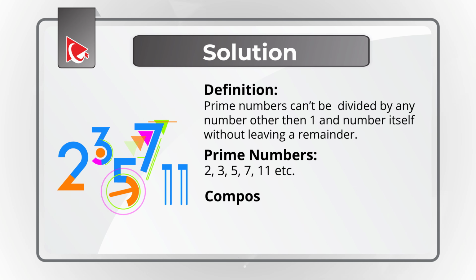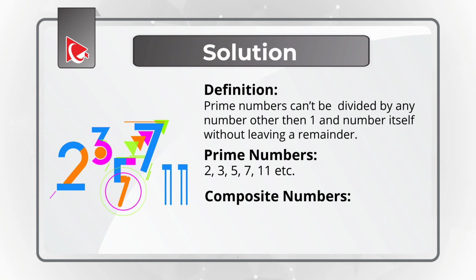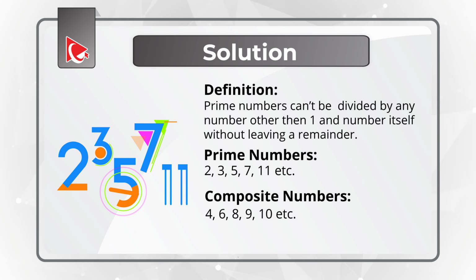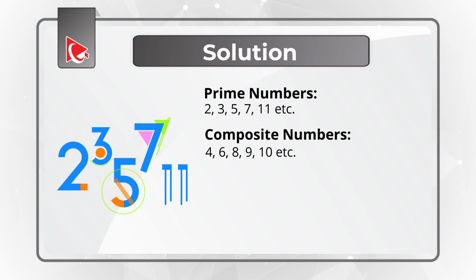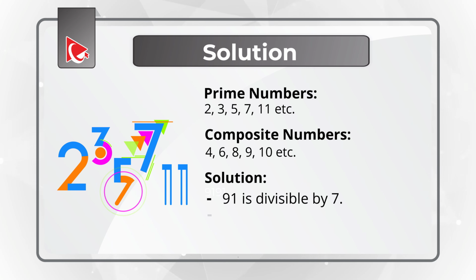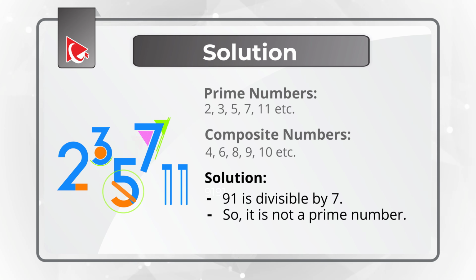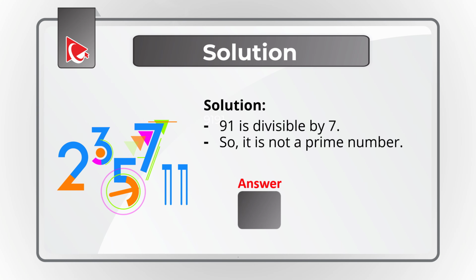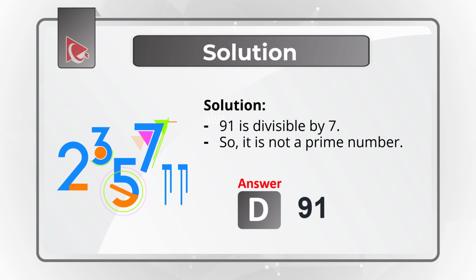The opposite of prime numbers are composite numbers, and examples of those would be 4, could be divided by 2, 6, could be divided by 2 and 3, 8, which could be divided by 2 and 4, 9, 10, and you can continue the sequence. As you might have figured out, of the numbers presented, 91 is divisible by 7. So 91 is not a prime number, which means that the correct solution is choice D, 91. Hopefully you've nailed this question and now know how to answer similar problems on the test.